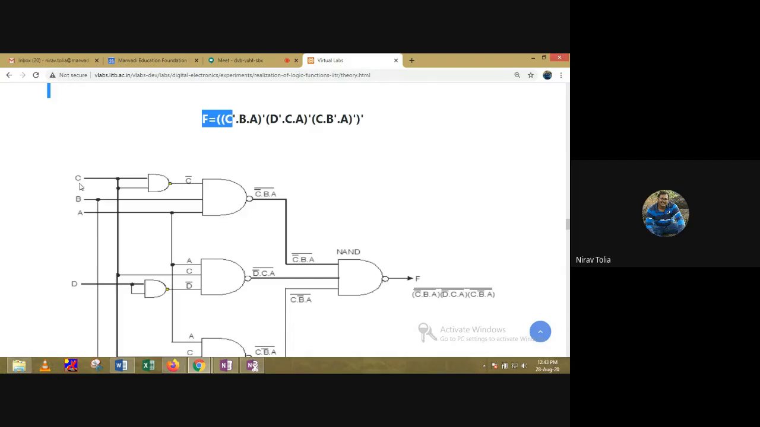So for C bar, I am connecting C to the NAND gate as a single input. We are shorting both the inputs of a NAND gate and giving C as an input. So it gives C bar. Then we are using another NAND gate. The output of C bar is connected with another NAND gate and we give another input B and A. So it gives C bar into B into A whole bar. So the first function we have.